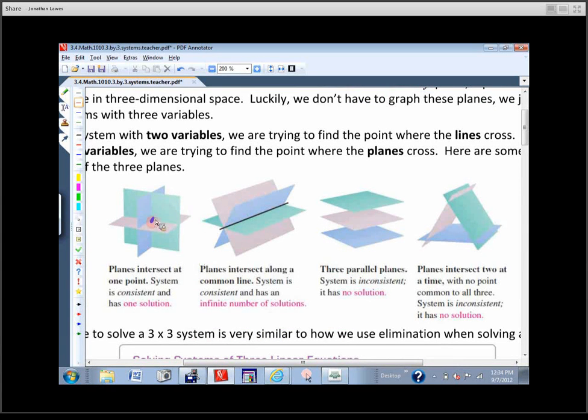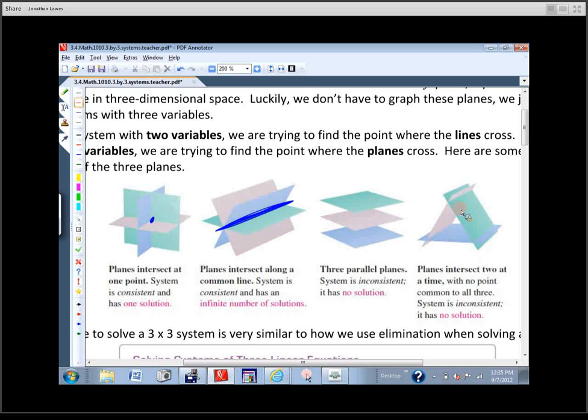Consistent or inconsistent? Consistent, because they cross in one single point. Here's the blue plane, gray plane, and green plane. Consistent or inconsistent? This is consistent, but we're going to have an infinite number of answers to this because they cross in a whole line. How about this? Inconsistent because they don't cross at all. And how about this? That one's also inconsistent. My gosh, it helps that the answers are right below.